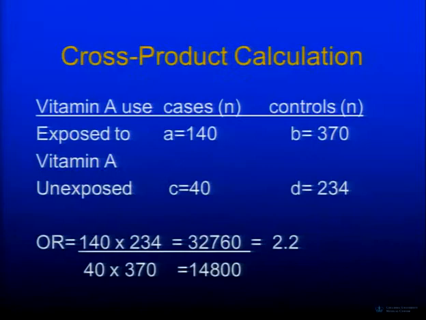So just to make it a little more clear, let's go back to our vitamin A use and think about how we are calculating the odds ratio here. Remember, the people that were exposed to vitamin A is the 140. The cases that were not exposed is 40. We take these and we do a cross product. So we do A times D divided by B times C. In this case, it's 140 times 234, and we divide that by 370 times 40. And what do we get? 2.2. And that is the same number that we got after going through those multiple steps.